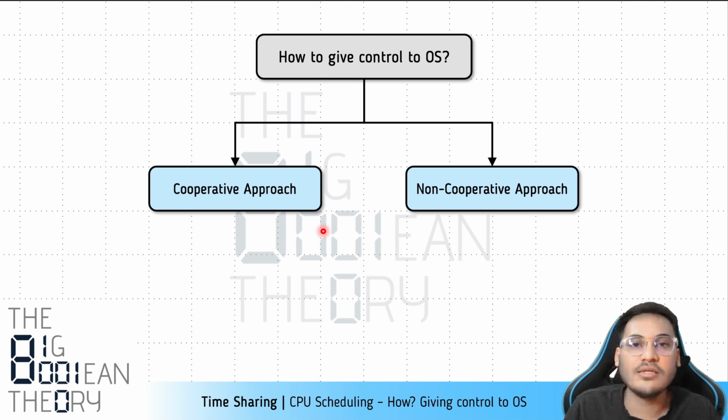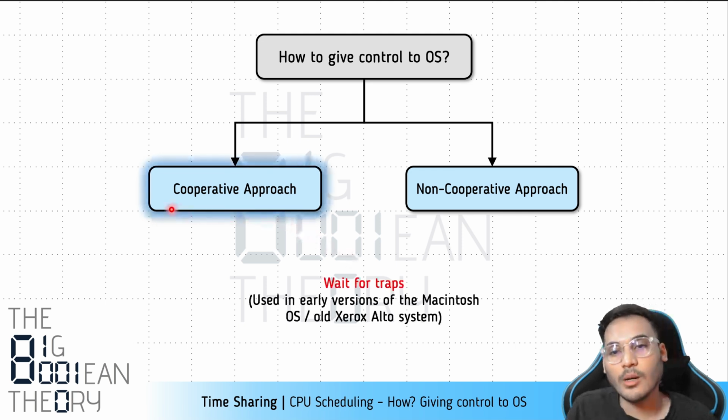So let us discuss the different approaches that we have to solve the problem that we just described. The problem that we want to solve is how do we transfer the control from the currently running process to the operating system. There are two ways to solve this problem. One is called the cooperative approach, and the other is known as the non-cooperative approach. So let's discuss these two. First, we will talk about the cooperative approach, and in the next video, we will discuss the non-cooperative approach. So what is this cooperative approach? Basically, here we are expecting the running process to cooperate with us.